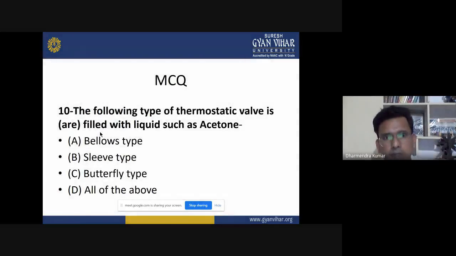Now the tenth multiple choice question is: the following type of thermostatic valve is fitted with liquids such as acetone. We have talked about the thermostatic valve, which ensures regulation of cooling water around the components. Then the answer is the bellows type of thermostatic valve, which is fitted with liquids such as acetone. This is the overall about the cooling system of an automobile.